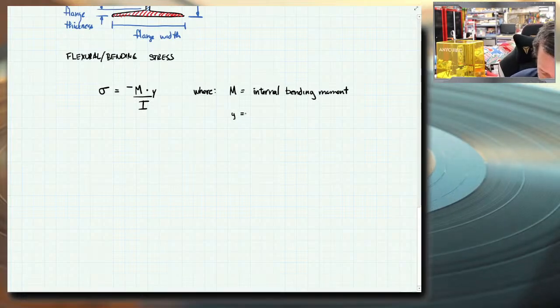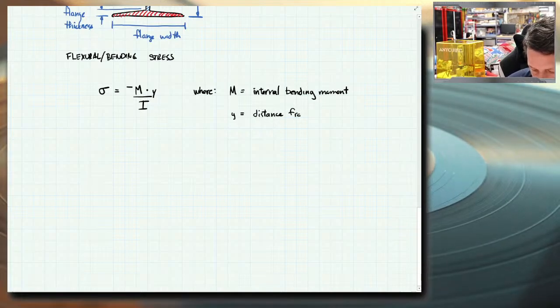Y is the distance from, remember I said we were going to use the neutral axis as a reference point. So distance from the neutral axis to the point of interest. So let me talk about that a little bit.